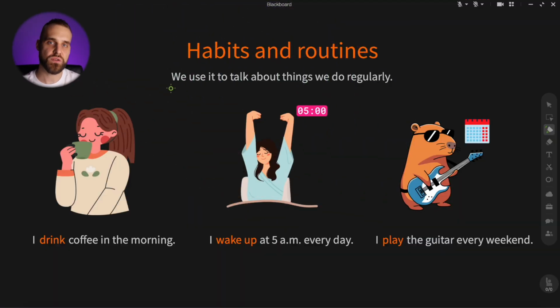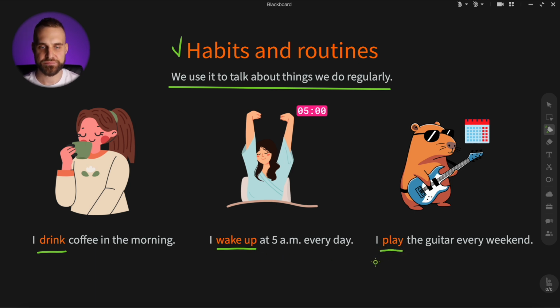First of all, when do we use the present simple? Habits and routines. We use it to talk about things we do regularly. Examples. I drink coffee in the morning. I wake up at 5 a.m. every day. I play the guitar every weekend.